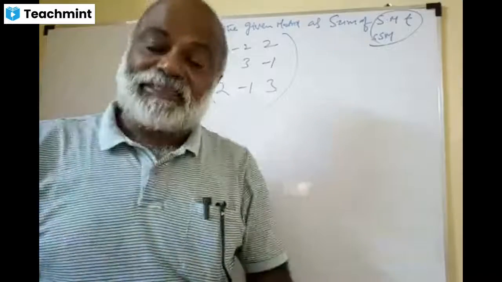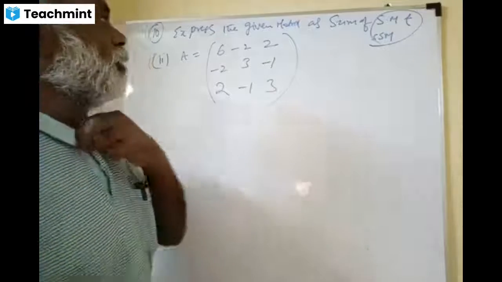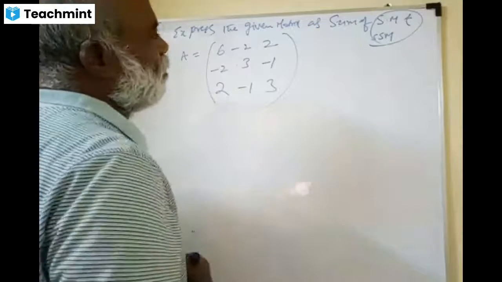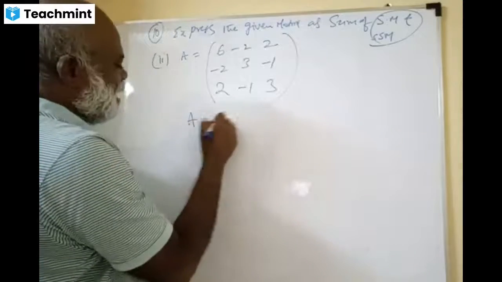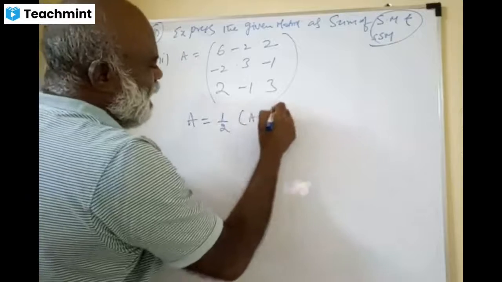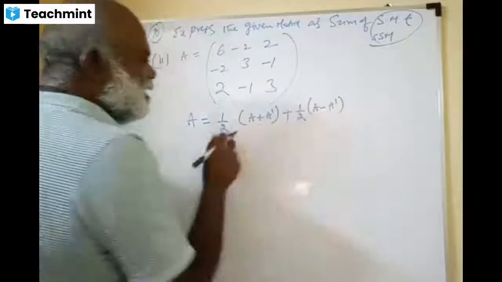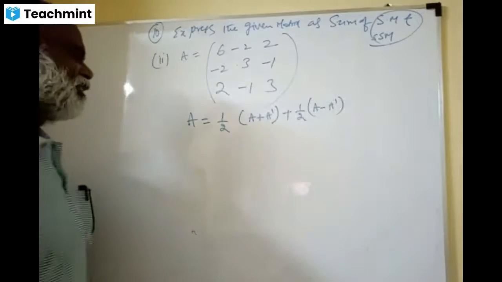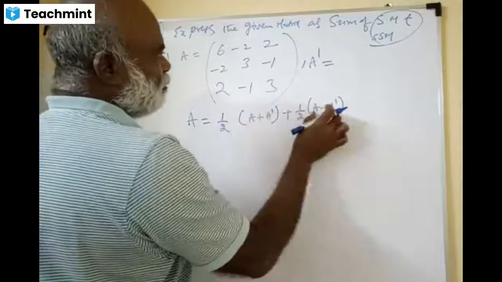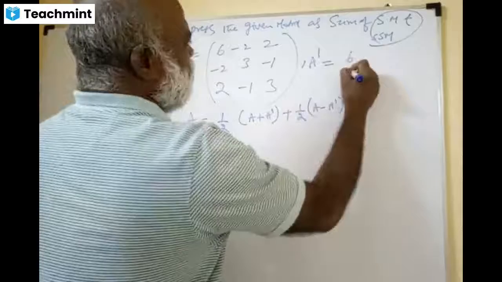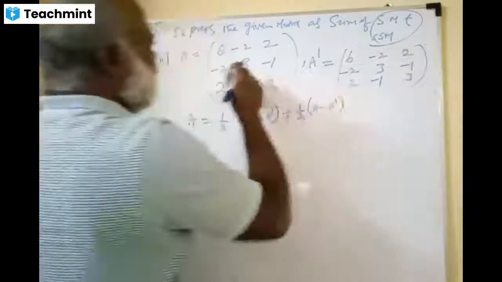But any square matrix can be written as sum of a symmetric and a skew symmetric matrix. So you can express this given matrix. We should write A as half of A plus A dash and half of A minus A dash. This is what he is expecting from us. Find A dash, same thing you get. This is A dash, A and A dash.